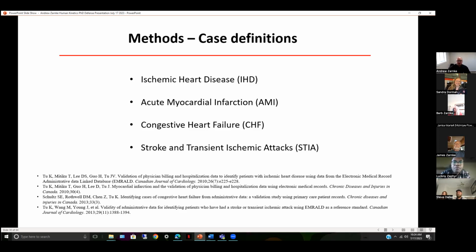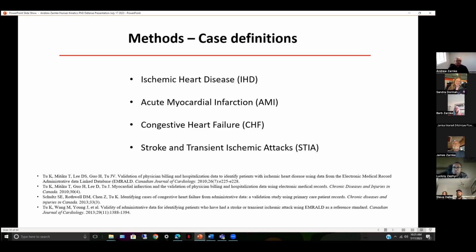So we decided we wanted to look at ischemic heart disease, which was a broader diagnostic category, which included the other 3: acute myocardial infarction or heart attack; congestive heart failure, which was more of a severe end-of-life diagnostic category; and then strokes and transient ischemic attacks, because we were interested in further looking at the cerebrovascular impacts as well, potentially.